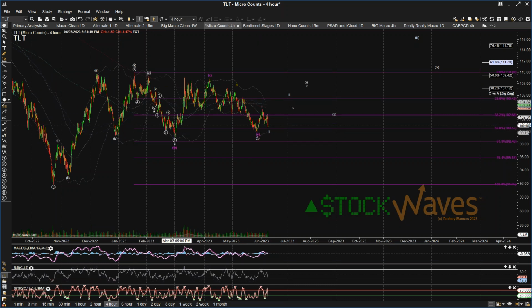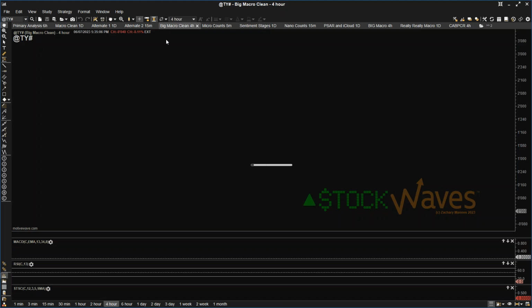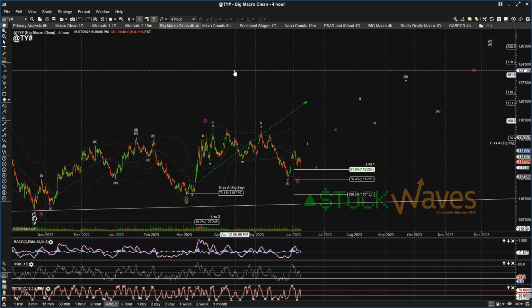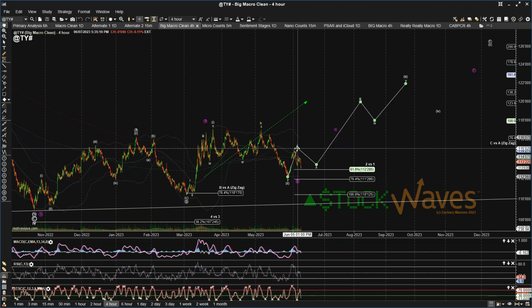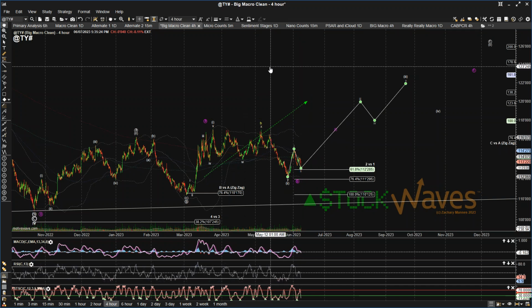So if this is an A and a B wave, then this can be 1, 2, 3, 4, and you need a fifth wave of the C into the 98 region. But that's not needed on the 30-year bond, and certainly not needed on the 10-year bond. So a little bit of discrepancy between the larger instruments that TLT is meant to track and TLT itself. So, pick your poison there in terms of what makes more sense for you to pay more attention to.